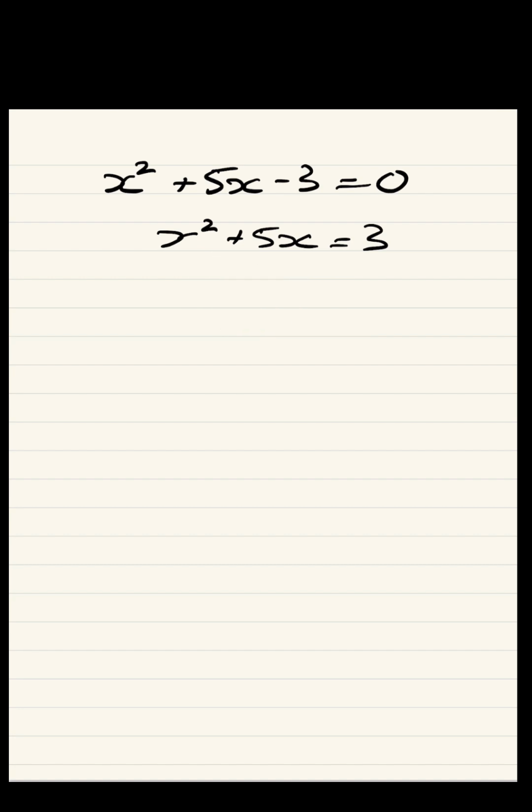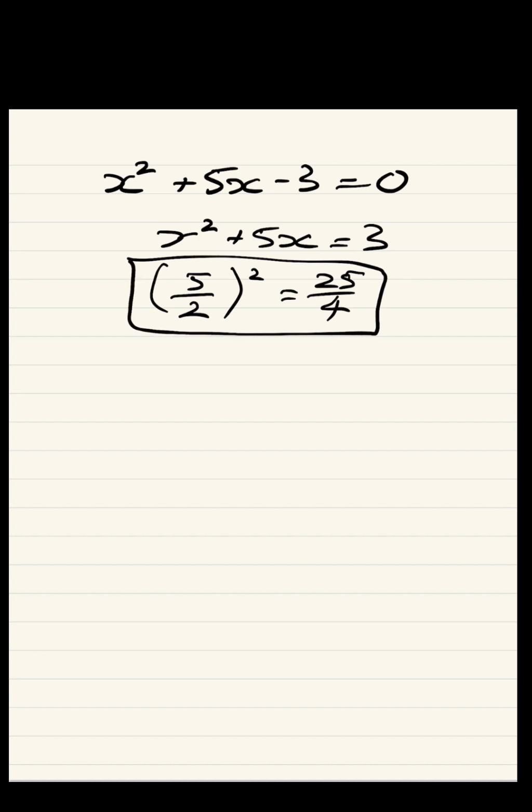So let's make this a little bit clearer. Half of 5 is going to be 5 over 2. When I square that number, I'm going to end up with 25 over 4. Okay, so that's what I'm going to add and subtract to both sides. Sorry, that was just to make it clear as to what I'm doing.